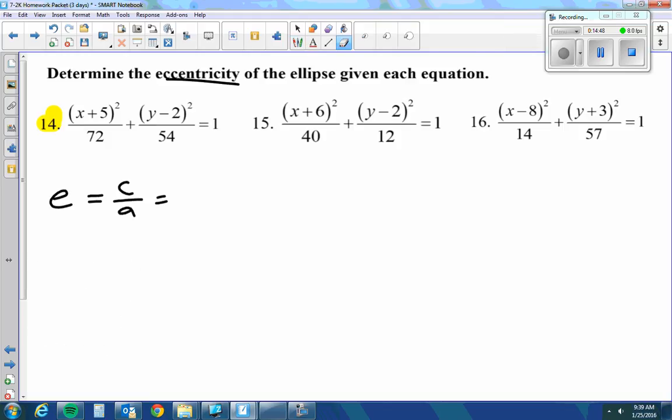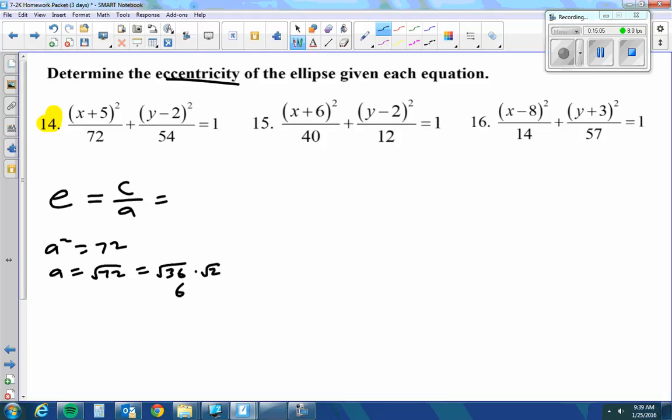Actually, I'll do A squared first this time. The others, A squared is 72. They gave you that right there, because A is the bigger denominator. So A is the square root of 72, which, just real quick, 72 is 36 doubled. So you get 6 radical 2. Hooray.